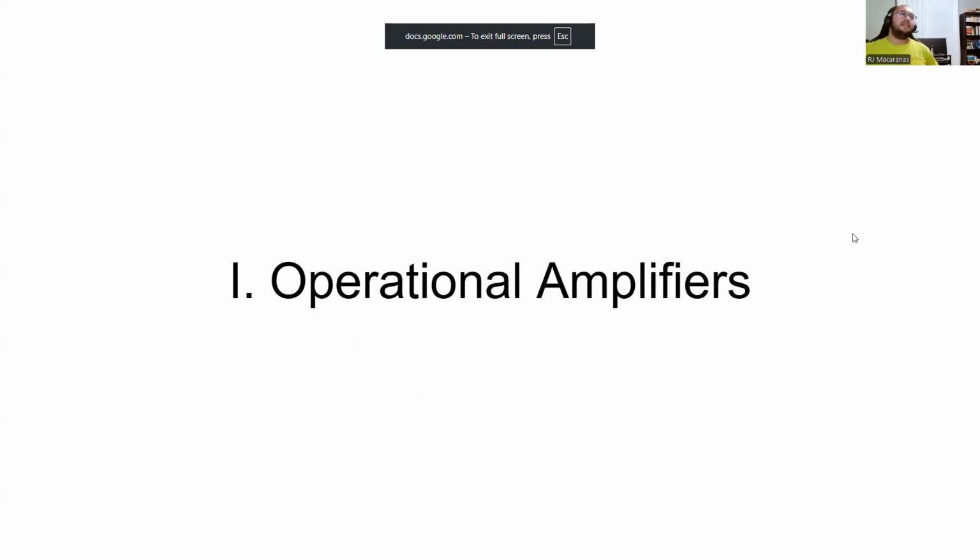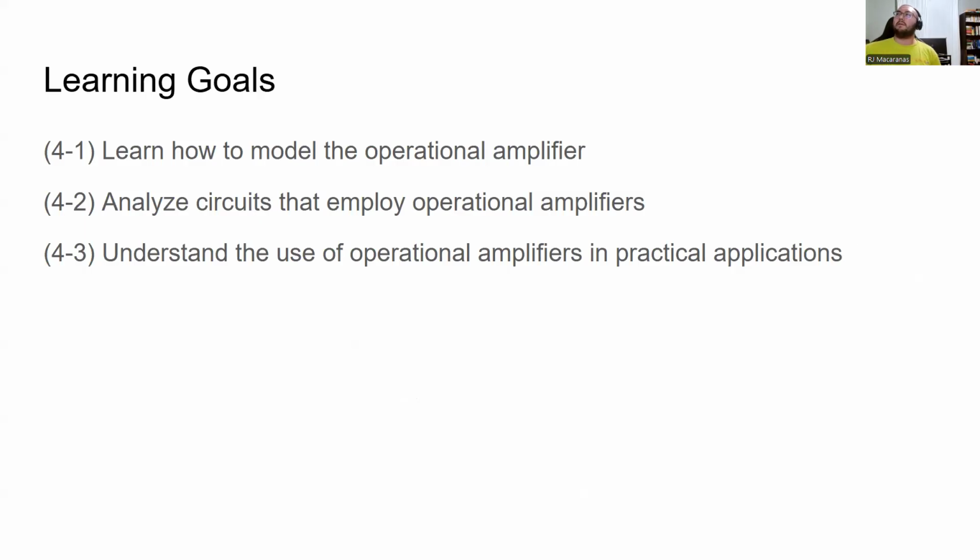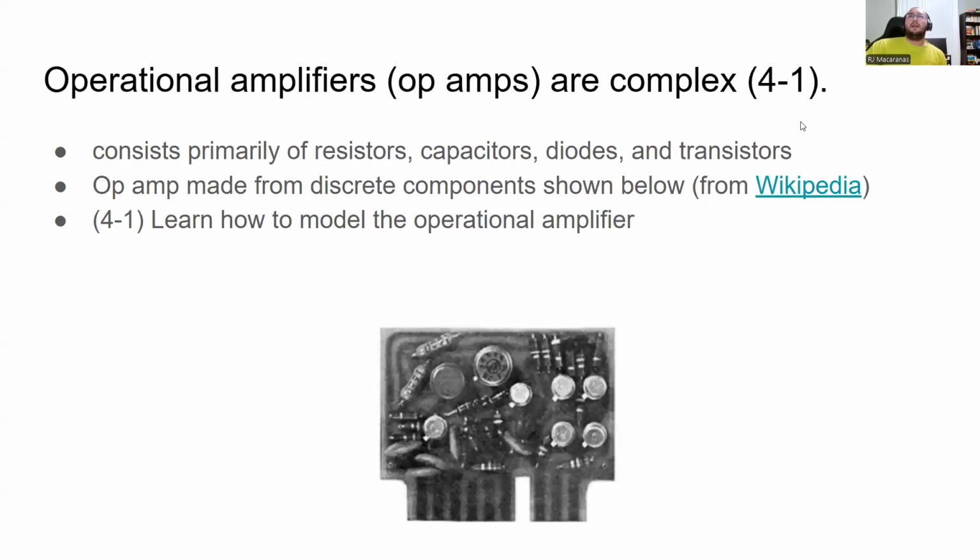So op amps. These are the learning goals from chapter four and five that we're covering. Four is on the op amps and five is on the additional analysis techniques. We're learning how to model the op amp and looking at circuits that employ op amps. I didn't really get to this last learning goal. It comes in more in practice when you look at circuits that are useful, but it's hard to reach all these learning goals in the limited time that we have here. It's good to get at least the introduction to them.